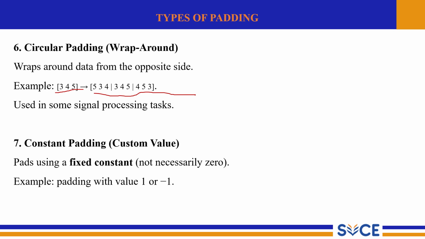So the next one is constant padding, also called custom value padding. In constant padding, the input is padded using a fixed constant value, which does not have to be zero. The padding value is chosen based on the specific problem or data requirements. For example, the border may be padded with values like 1, -1, or any other constant instead of zeros. This allows more flexibility compared to zero padding and can be useful when zero introduces unwanted bias or artifacts.